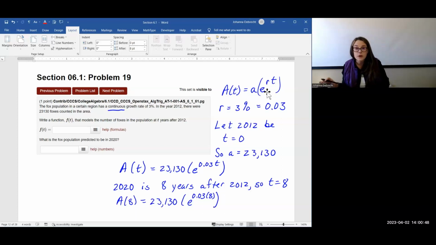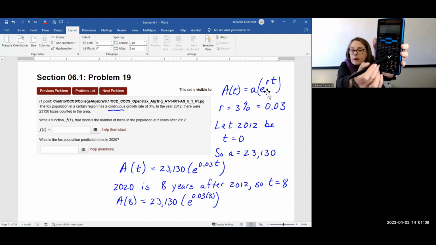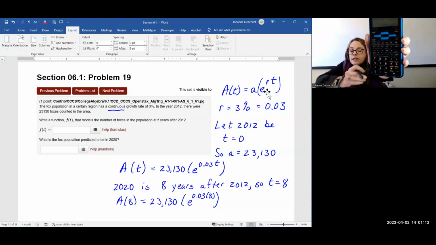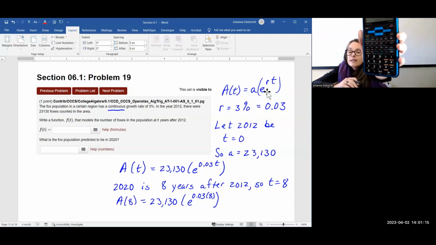And now what are you going to do? You have to do the exponential part first. In the power, you're going to have to do the 0.03 times 8 first. So one thing you can do on your graphing calculator, you have an e to the x button. So mine is, I don't know if I can keep that there, but I'll try to close it over here. I lost it. Okay. Can you see the e to the x?